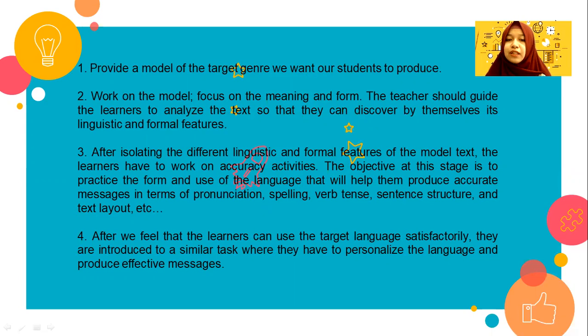After isolating the different linguistic and formal features of the model text, the learners have to work on accuracy activities. The objective at this stage is to practice the form and use of the language that will help them produce accurate messages in terms of pronunciation, spelling, verb tense, sentence structure, and text layout, etc. After the teacher feels that the learners can use the target language satisfactorily, they are introduced to a similar task where they have to personalize the language and produce effective messages.